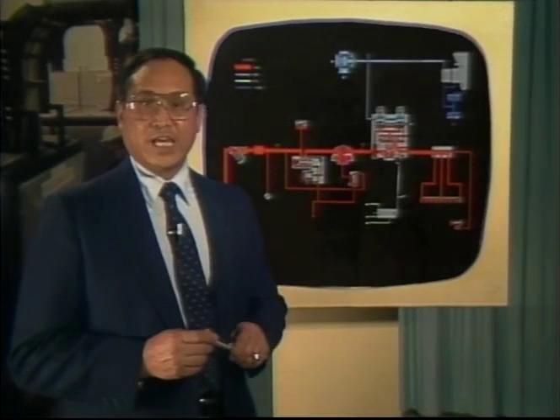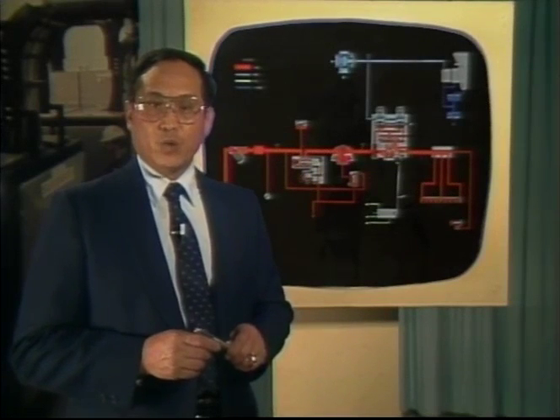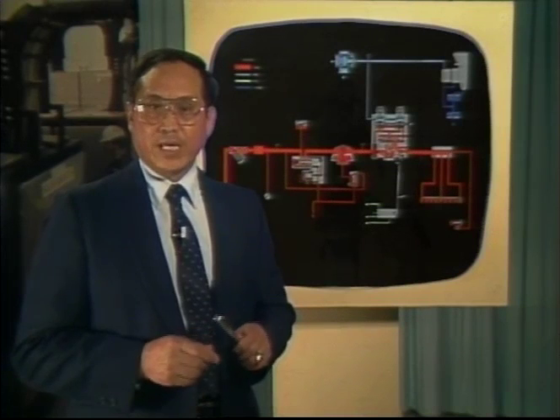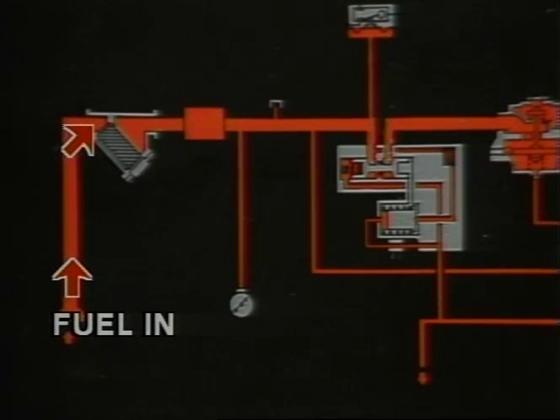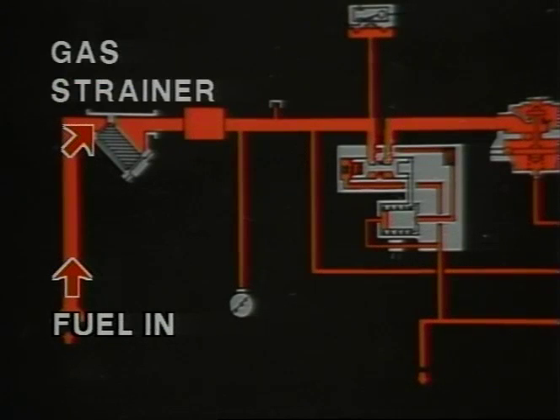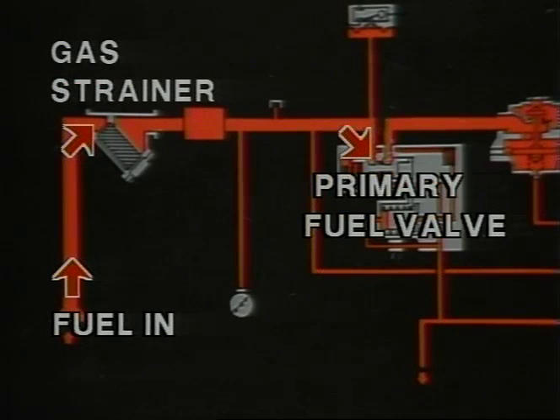With the aid of this gas fuel schematic, we will follow the path that fuel takes to the combustor when the engine is started. First, the customer furnished manual fuel shutoff valve is opened and gas pressure enters the system, flowing through the inlet strainer and filter and stopping at the closed primary fuel valve.